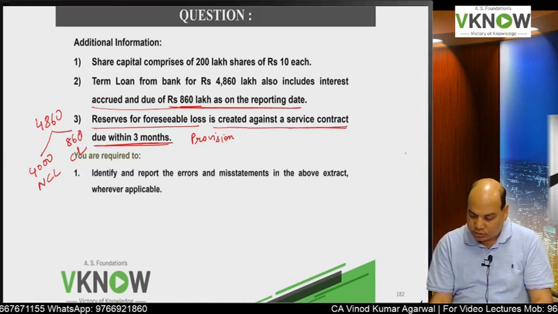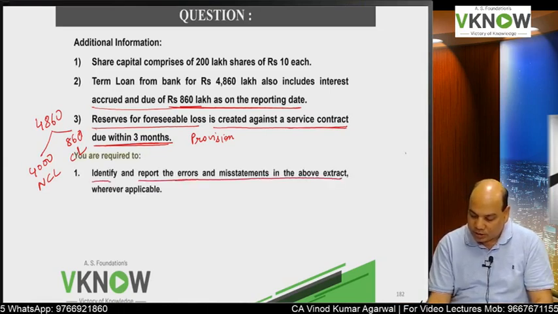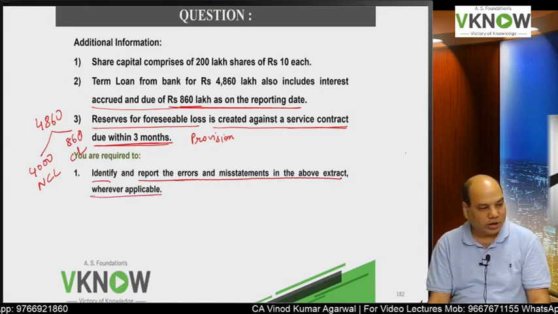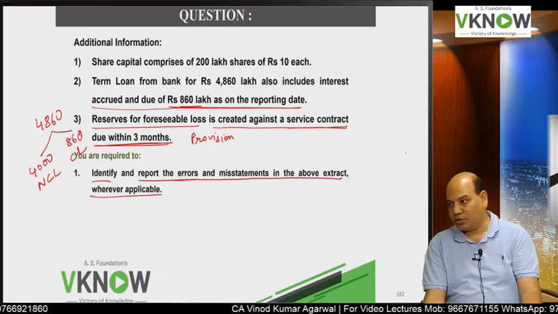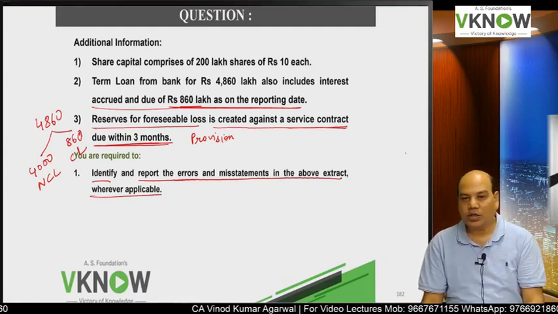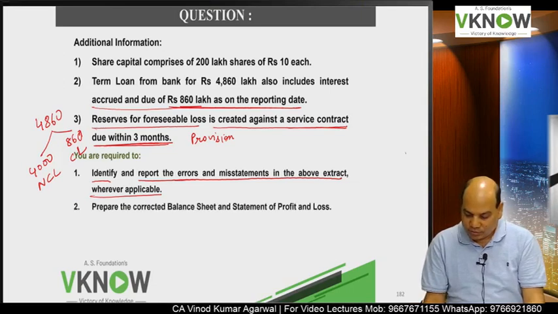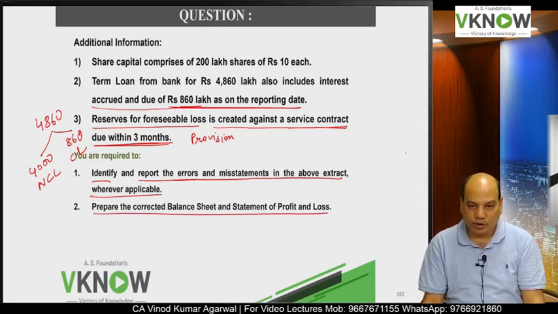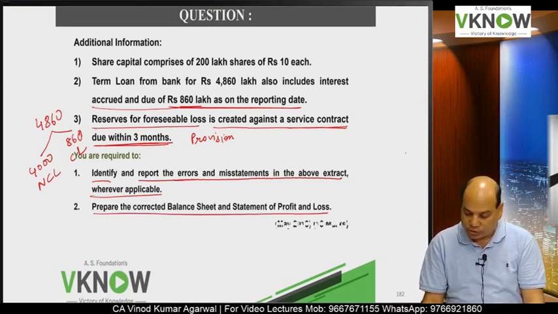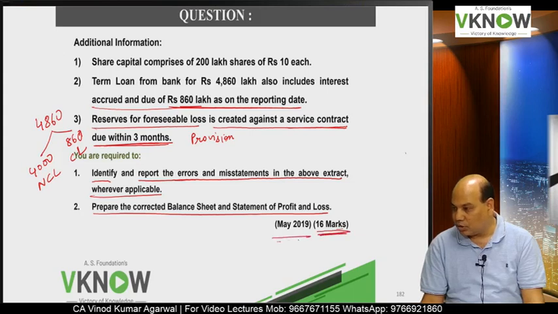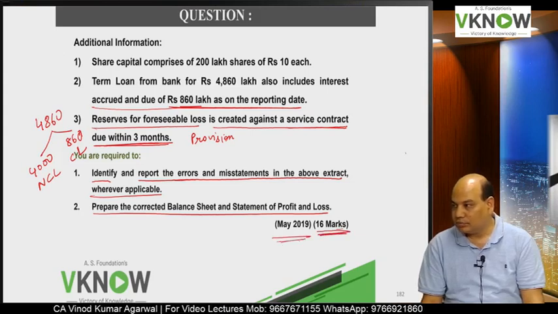Then you are required to identify and report the errors and misstatements in the above extract wherever applicable. So this is really a test of the understanding of a student. Can he identify what mistakes they have made? And after that you prepare the corrected balance sheet and statement of profit and loss. But the question itself has a big mistake. So, 16 marks, actual exam question, May 19.